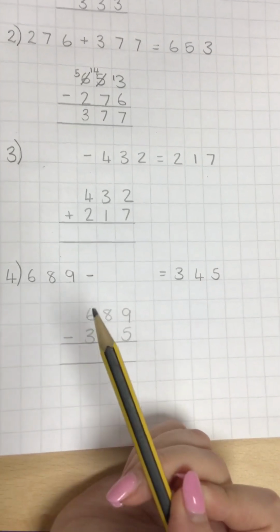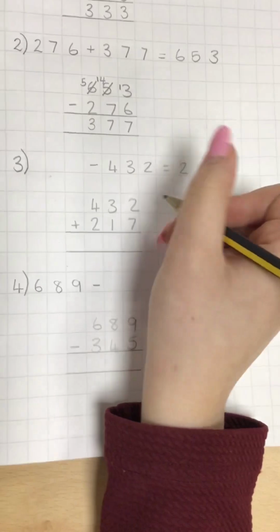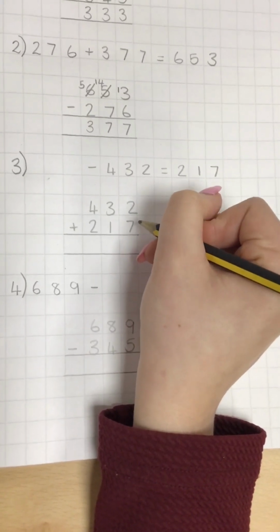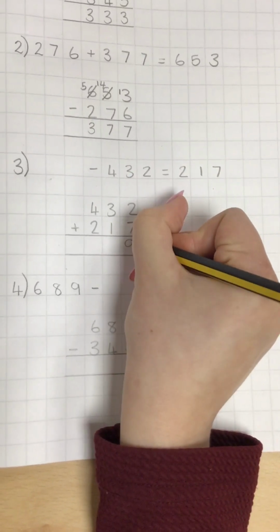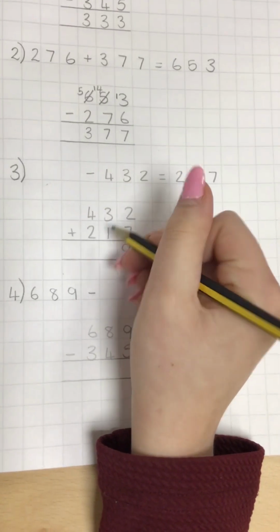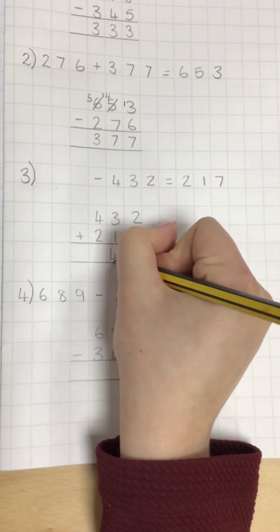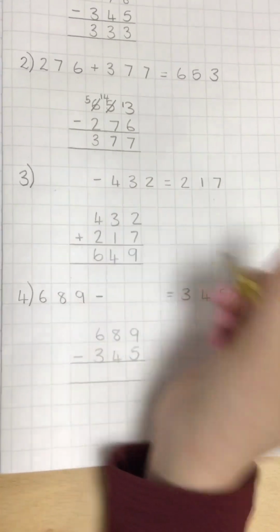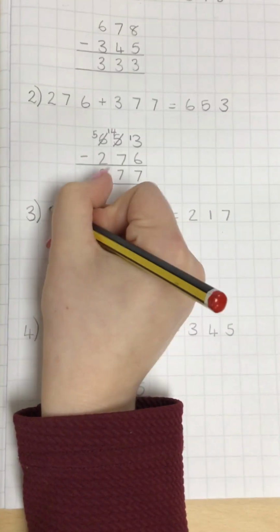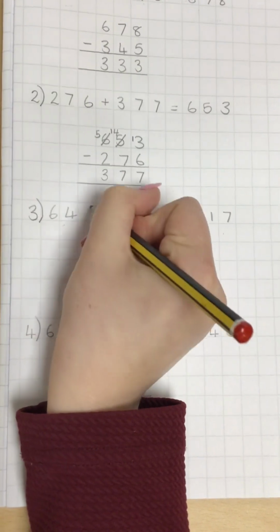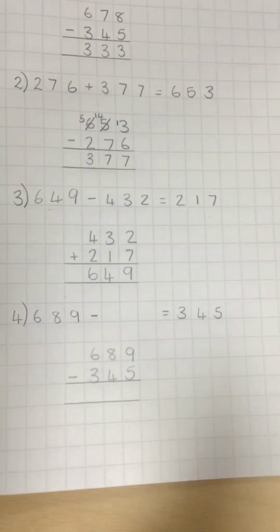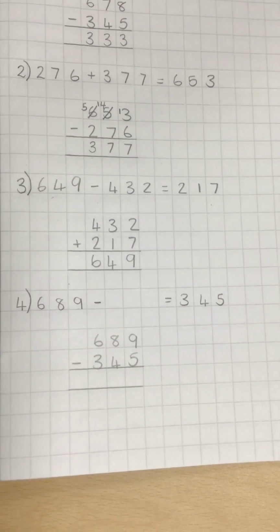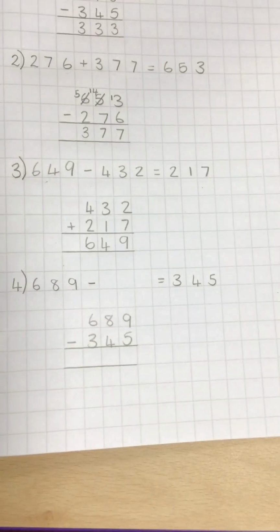We're doing the inverse. So 2 plus 7 is 9. 3 plus 1 is 4. And 4 plus 2 is 6. 649 take away 432 gives us our answer of 217.